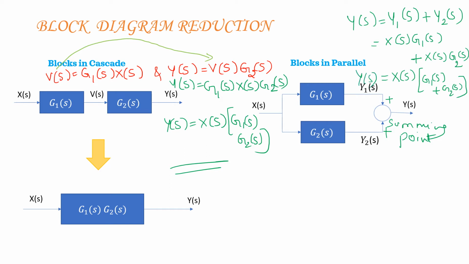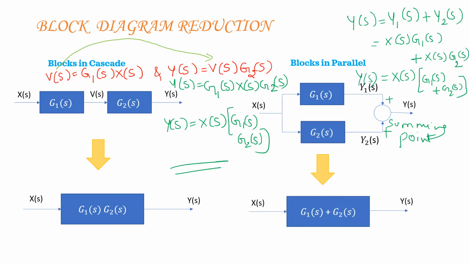So here we have the simplest form as a single block which is equal to the sum of the two gains. We need to see the sign convention here at the summing point. X of S is the input, Y of S is the output. The total gain is the sum of the two gains, that is G1 of S plus G2 of S. So these are the two rules: first, when blocks are connected in cascade, and next, when blocks are connected in parallel.